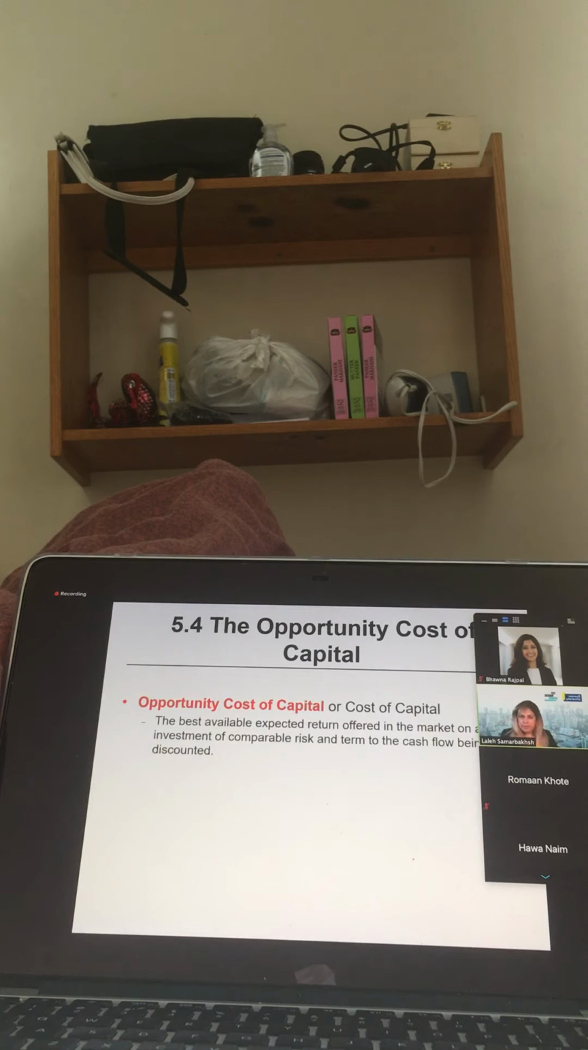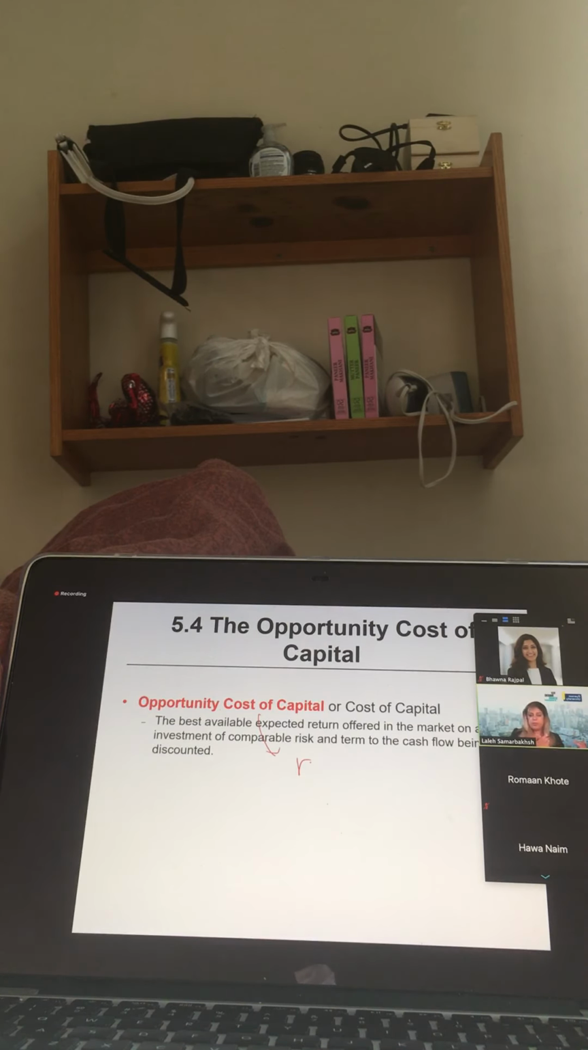The opportunity cost of capital, or cost of capital, is the best available expected return offered in the market on an investment of comparable risk and term to the cash flow being discounted. So opportunity cost of capital is basically the R that you and I talked about all the time. The R, or rate of return, is the same as opportunity cost of capital. It's the generic one, okay?